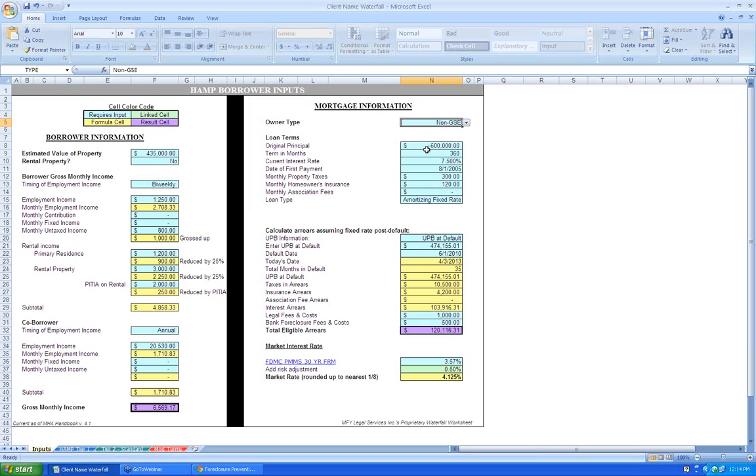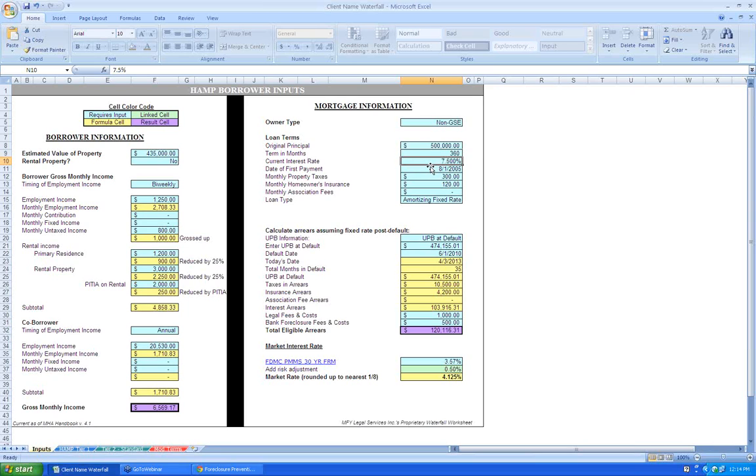Then the loan terms, original principal. This is the amount that the homeowner borrowed. The term in months, so 360 months is a 30-year mortgage. If you have a 15-year mortgage, it'd be 180 months. And if you had something that maybe previously had been modified and the term had been extended to like 480, then you would enter that in there.